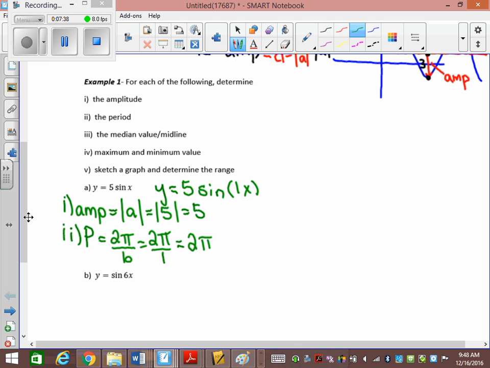What's the median value? The median is my D. What's my D? 0. So the midline would be y equals 0. The median value would be 0. The midline would be y equals 0 because it's a line.